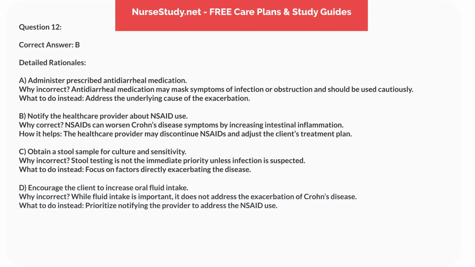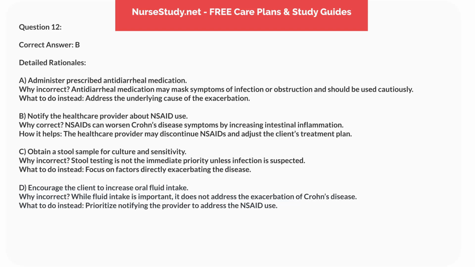A. Administer prescribed antidiarrheal medication. Why incorrect? Antidiarrheal medication may mask symptoms of infection or obstruction and should be used cautiously. What to do instead? Address the underlying cause of the exacerbation. B. Notify the healthcare provider about NSAID use. Why correct? NSAIDs can worsen Crohn's disease symptoms by increasing intestinal inflammation. How it helps: the healthcare provider may discontinue NSAIDs and adjust the client's treatment plan.